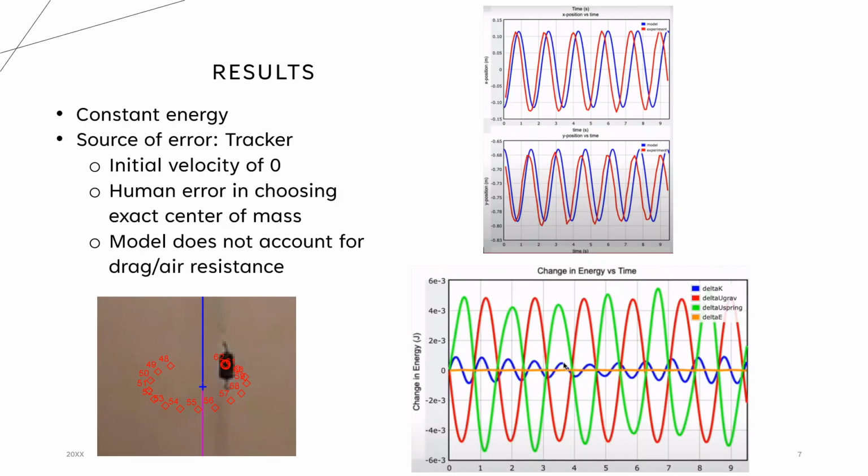So here are my results. The first two graphs on the right are my predicted position versus time given by the model and the actual position versus time. As you can see, there's clearly some error here. A potential source of this error could be that I set the initial velocity as 0, and at that exact frame, maybe the mass had already begun moving.